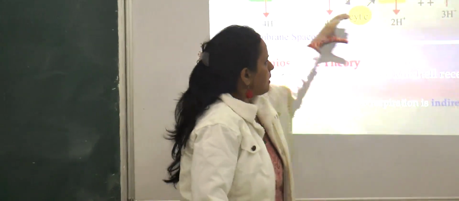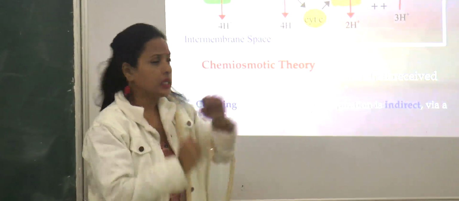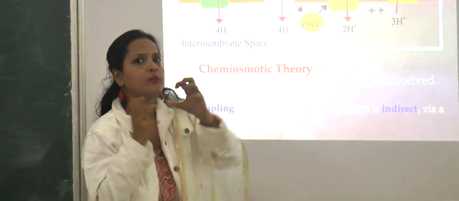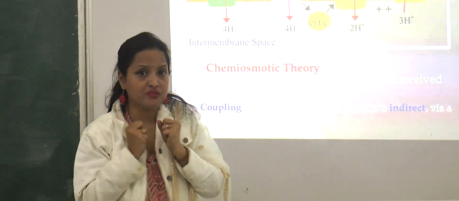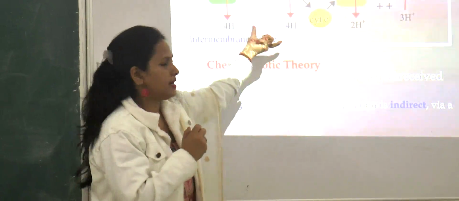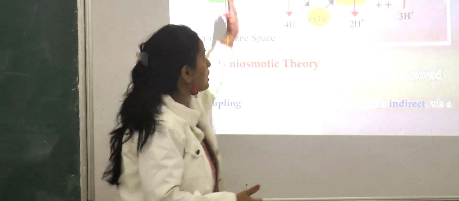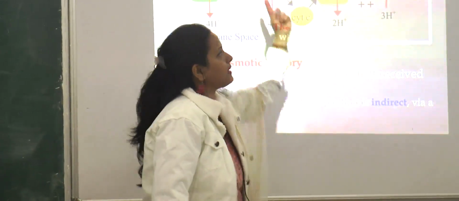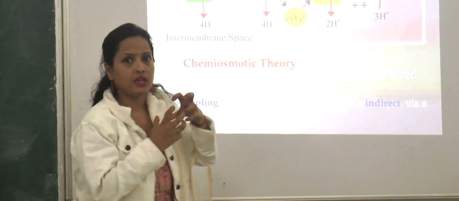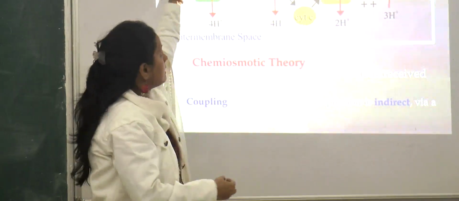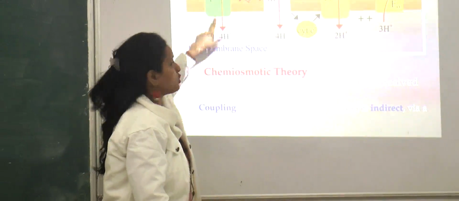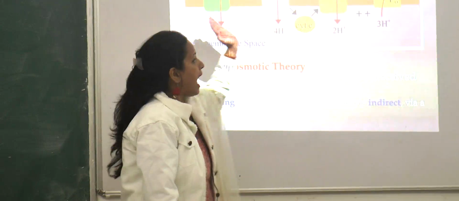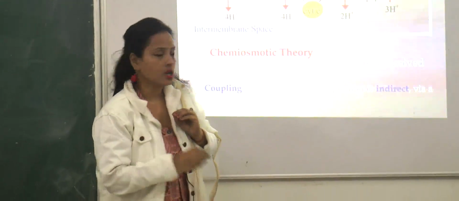A large amount of protons will be in the intermembrane space, and due to this there will be a force that is called proton motive force. You can say a proton gradient is generated here. Why do protons come to the intermembrane space? Due to the transfer of electrons from one complex to another. That energy from electron transfer forces the protons out of the matrix to the intermembrane space, and this force is called proton motive force.